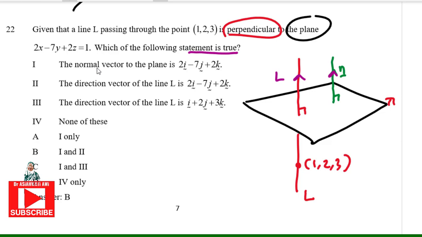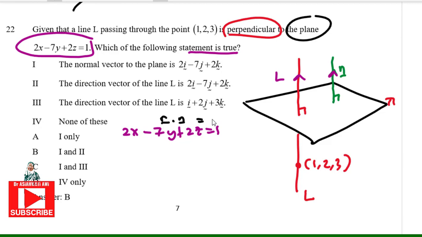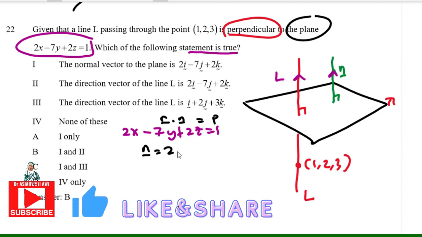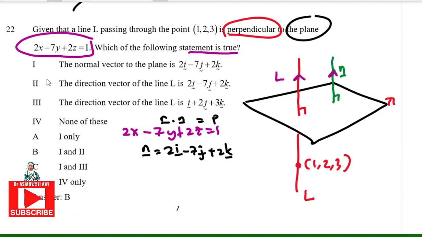Statement: the normal vector to the plane is 2i minus 7j plus 2k. The plane is 2x minus 7y plus 2z is equal to 1. The equation is r dot n is equal to p, right? So r is x, y, z, and N is equal to the coefficients of this one: 2i minus 7j plus 2k. So this one is okay.